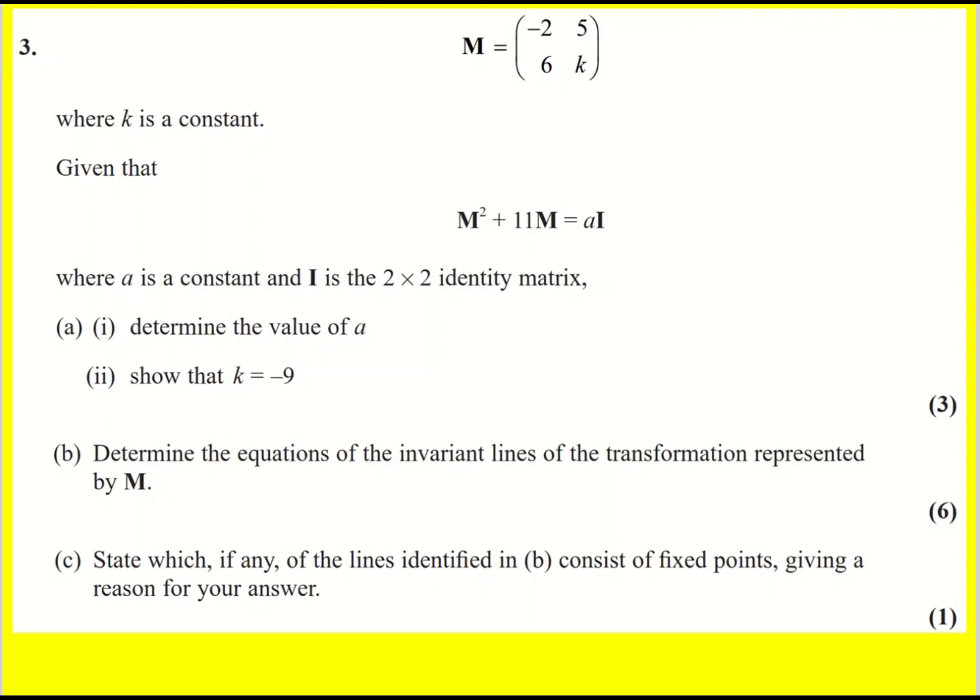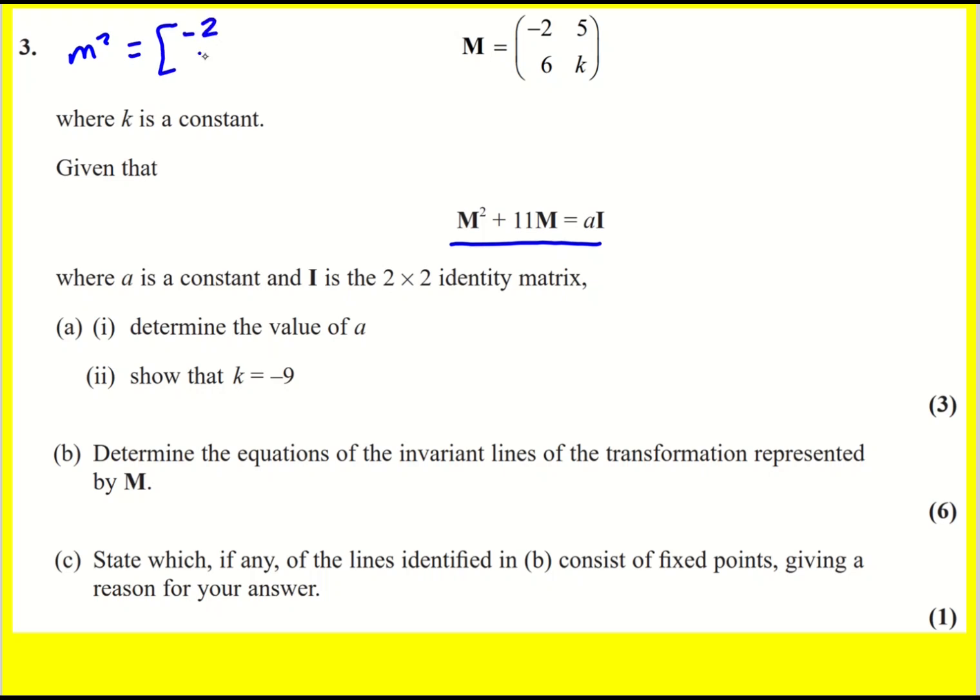Given this matrix M, K is a constant, and we're also told that this equation is true. A is a constant, I is the 2 by 2 identity matrix, and we're asked to determine A and K, essentially. So we've got M, we can quickly times through by 11, that's no problem. Let's work out what M squared is.